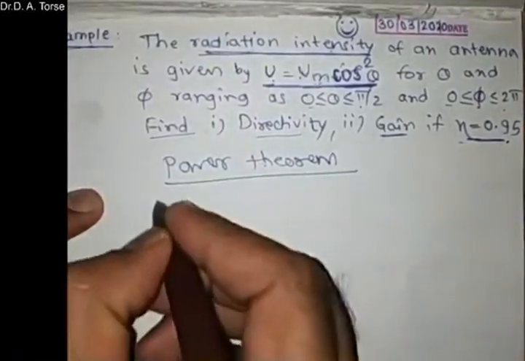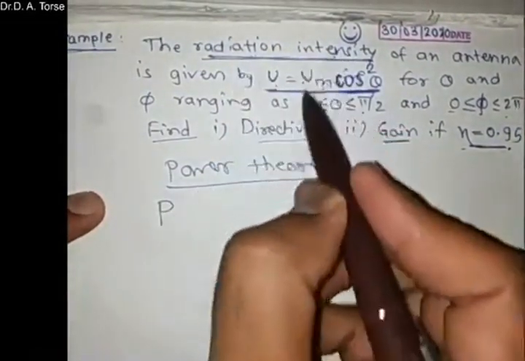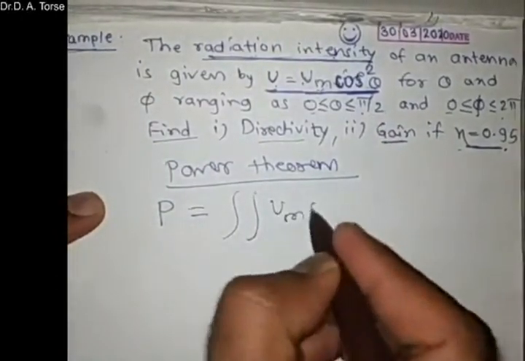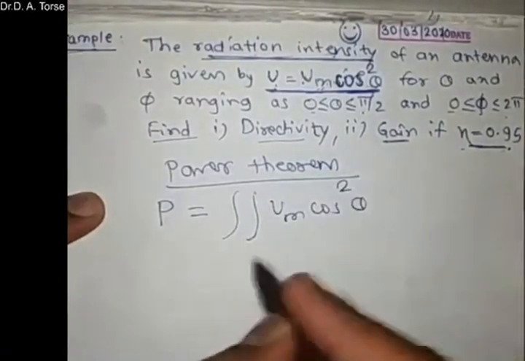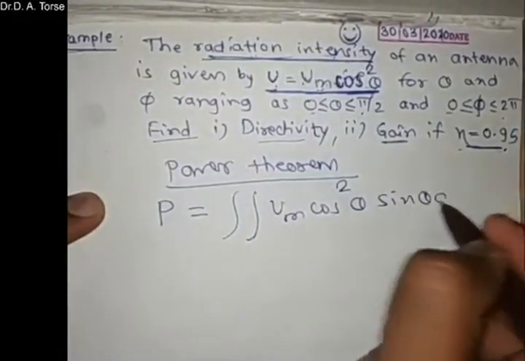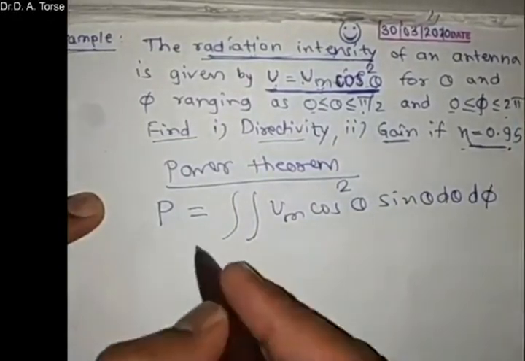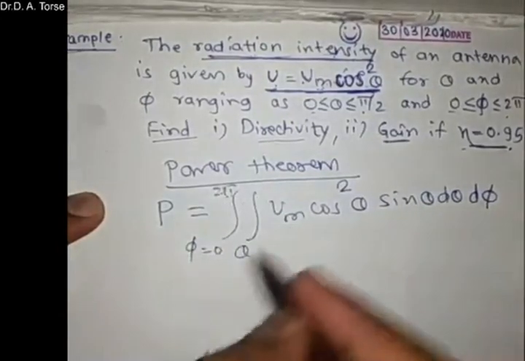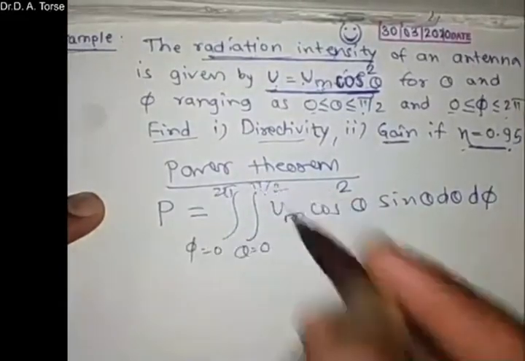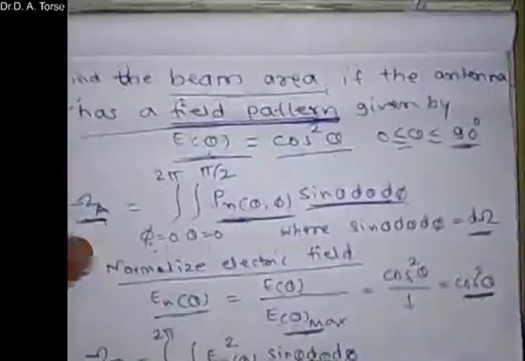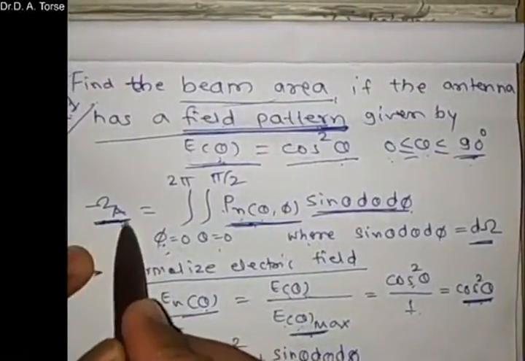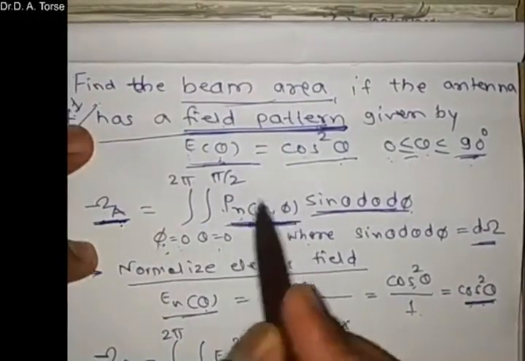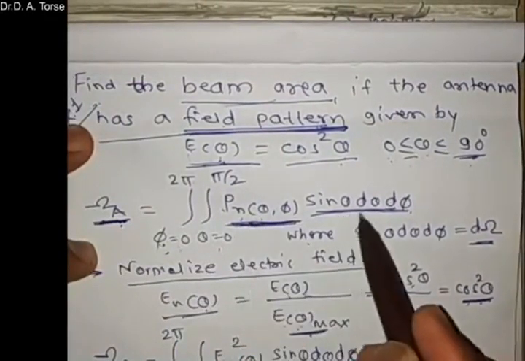The power theorem tells us the procedure to calculate the power radiated by the given antenna when its radiation intensity is known, which is cos square theta sin theta d theta d phi. The limits of phi range from 0 to 2 pi, and for theta 0 to pi by 2. If I show you what we did in the previous example, we computed beam area. In the case of beam area, the limit was the same, it was a double integral, and we mentioned the normalized power radiated by the antenna and sin theta d theta d phi.